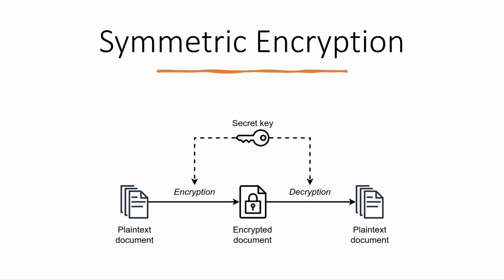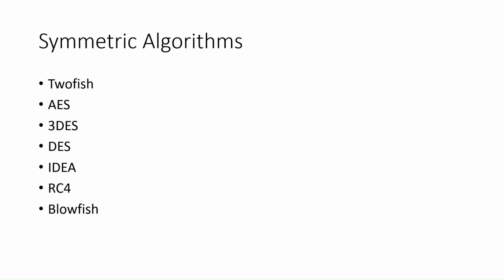Once you have sent it and it is received by the receiver, he or she is going to use the same key, which is the secret key, to decrypt the message that you sent, or the encrypted document. When using symmetric encryption, there are different algorithms that you could use. So you could use Twofish, AES, 3DES, DES, IDEA, RC4, Blowfish, and some other algorithms.